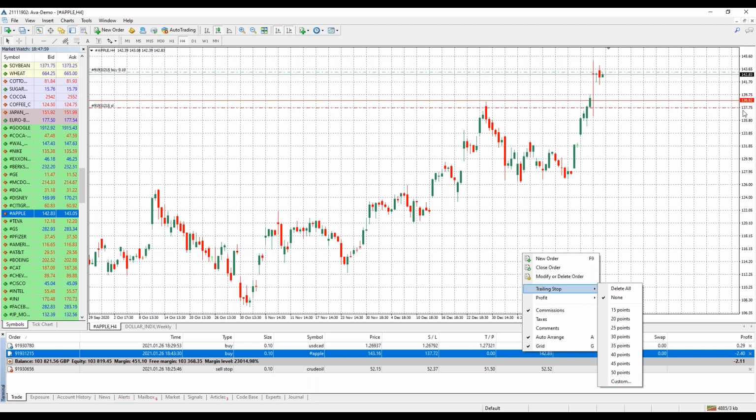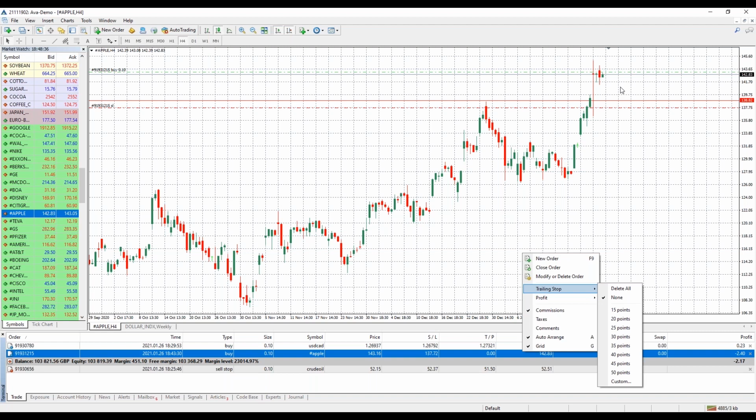You see, I've got my stop loss at 137.75 and it's at 142.82. So we're looking at about $5 down, so 500 points to my stop loss, right? So I would need to do custom if I want my trailing stop to always be that distance. So as this goes up, my stop loss would move up with it. If I want a shorter trailing stop, then I can do that.